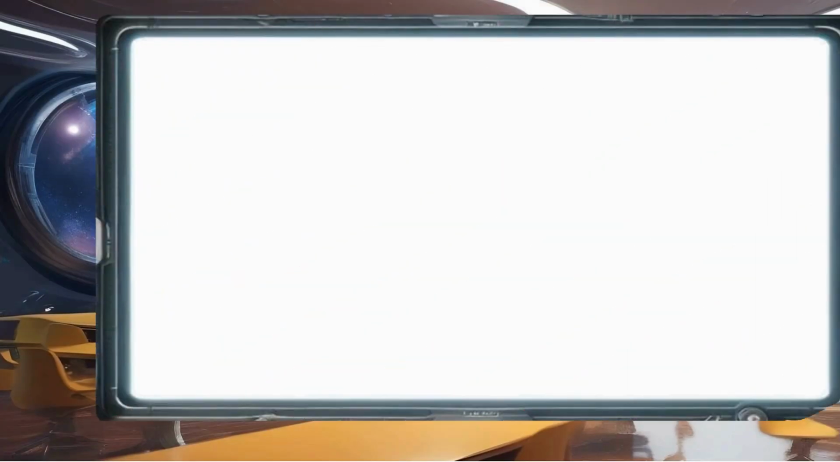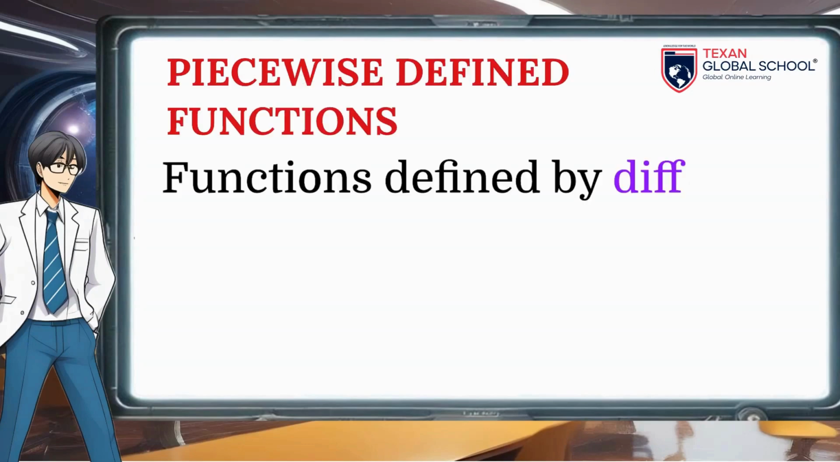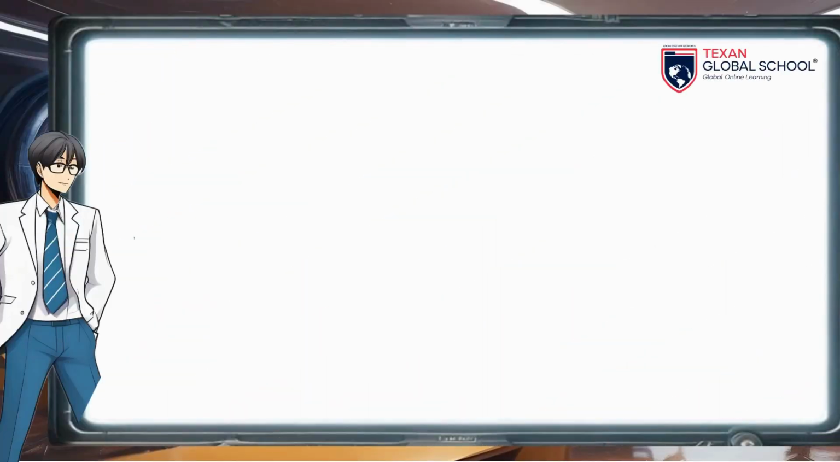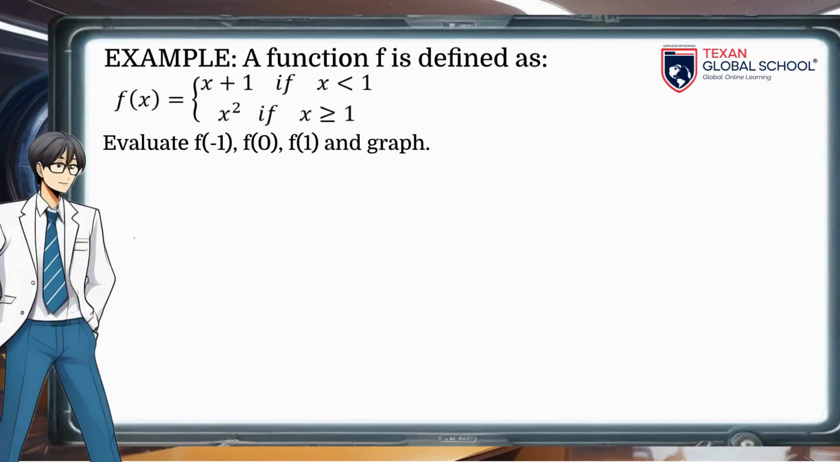On the other hand, there are piecewise defined functions. They are functions defined by different formulas in different parts of their domains. For example, a function f is defined as x plus 1 if the domain includes all real numbers less than 1, and x squared if the other part of the domain includes values greater than or equal to 1.